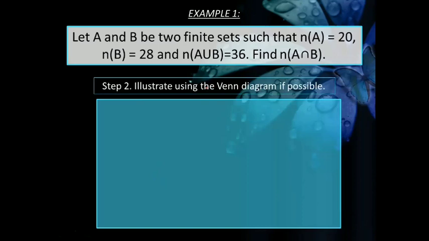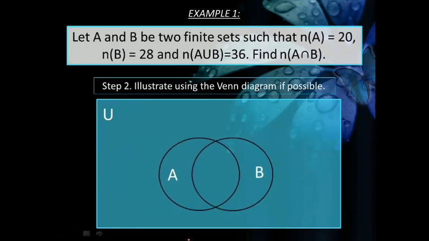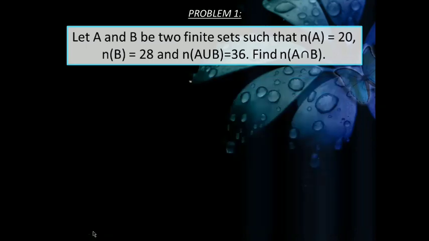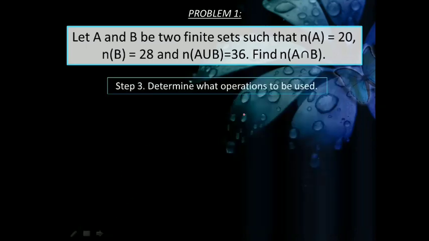Step 2, illustrate using the Venn diagram if possible. Is it possible? Yes, of course. Our goal is to find the number of elements of A intersection B. So we have here a universal set, and then set A and set B. We combine them both to find what is in the center, which is the A intersection B. This is the shaded region. Okay, next step. Determine what operations to be used.